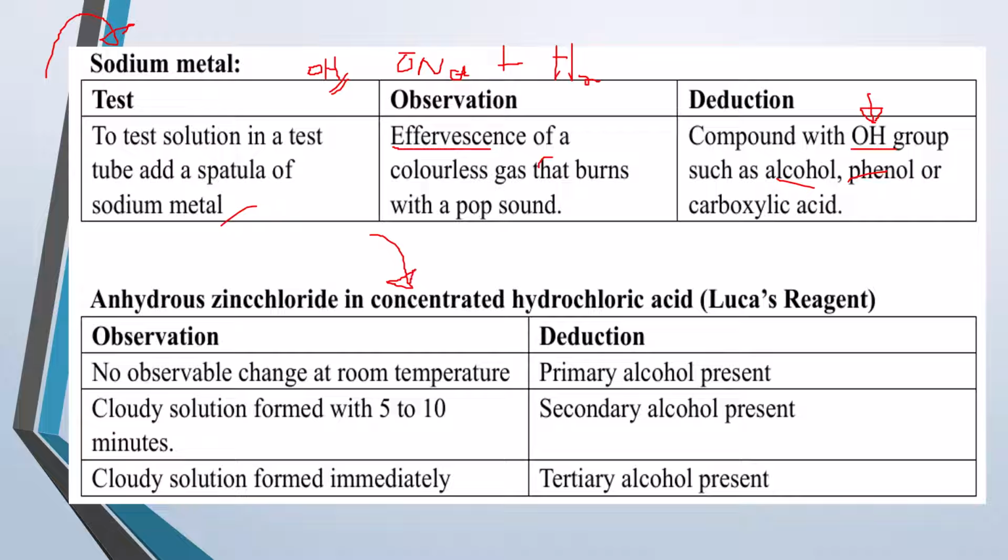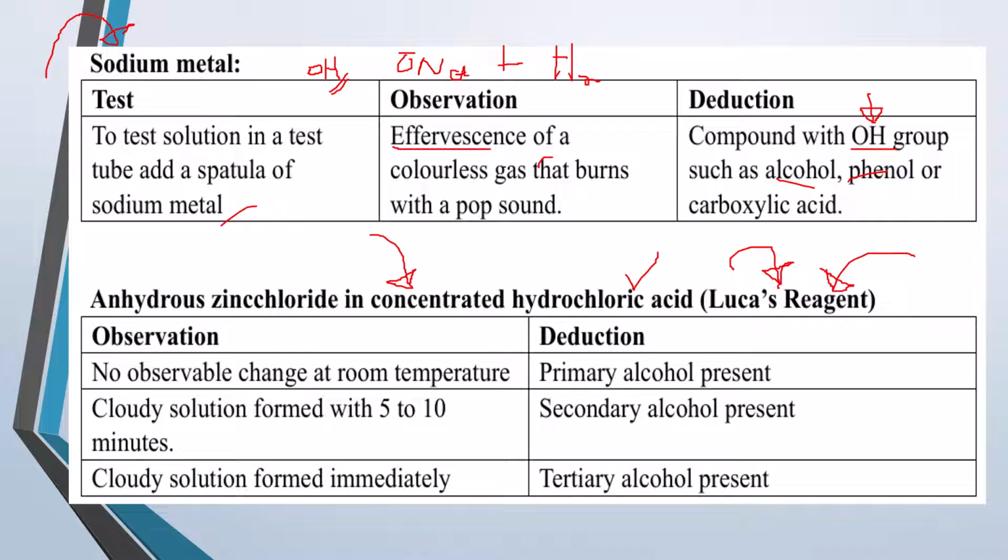So with this one, you add anhydrous zinc chloride in concentrated hydrochloric acid solution, and this is going to be nicknamed Lucas's reagent. The reason why I'm bringing these nicknames later is because when you're answering theory papers, do not write nicknames anywhere. So the chemical name for Lucas's reagent is anhydrous zinc chloride in concentrated hydrochloric acid.